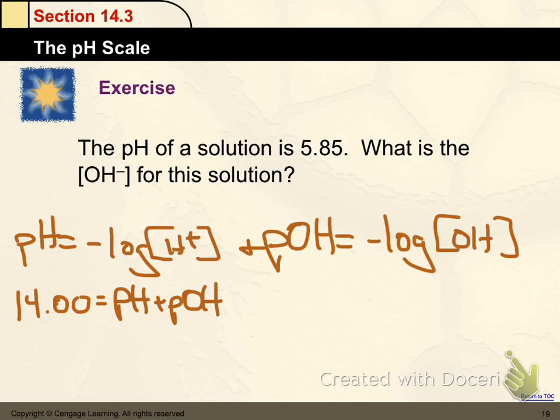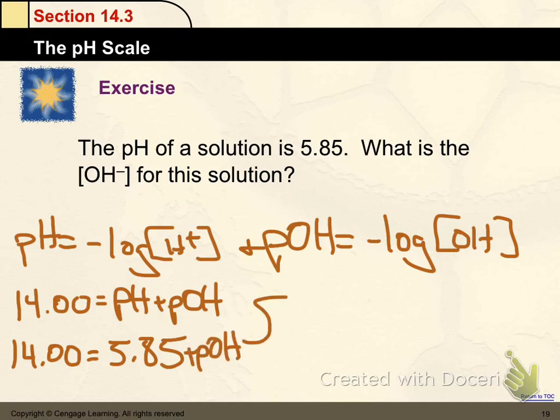All right, so we know that 14 equals 5.85 plus pOH. So pOH is going to equal 8.15, right? There we go. Now, if we take 10 to the negative 8.15, that'll give us our hydroxide ion concentration. It's 7.1 times 10 to the negative 9. There we go.